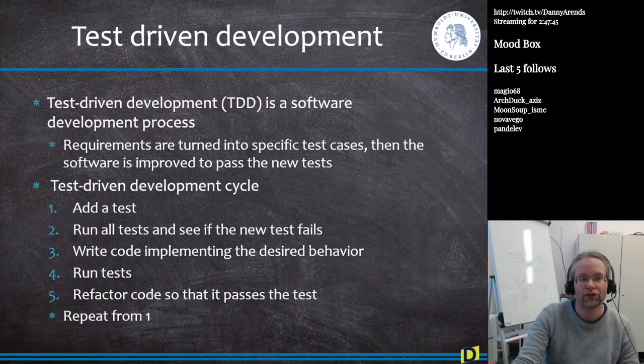So test-driven development is one of these ways of developing software which is used a lot in things like the aviation industry, in developing stuff like NASA. So when there's a lot of money on the line, then you do test-driven development.